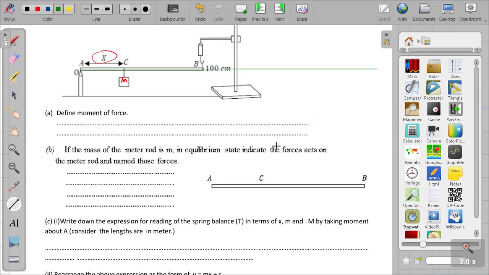Define the moment of a force. What is the moment? It is the product of force and the distance from the pivot to the point of application, which causes a turning effect around that point. The definition you have to write.